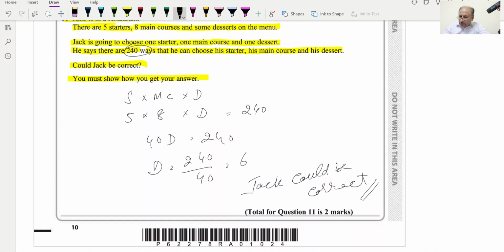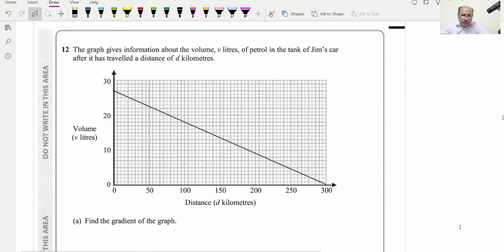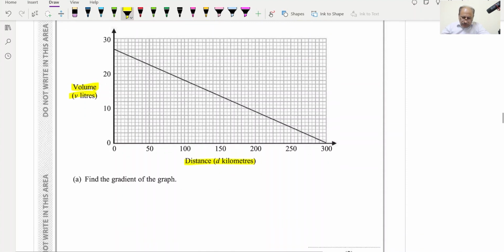This is done, and this is a 2 mark question. Now question number 12. Question 12 says the graph gives information about the volume V liters of petrol in the tank of Jim's car after it has traveled a distance of d kilometers. So this side is volume V liters and distance d kilometers. Find the gradient of the graph.